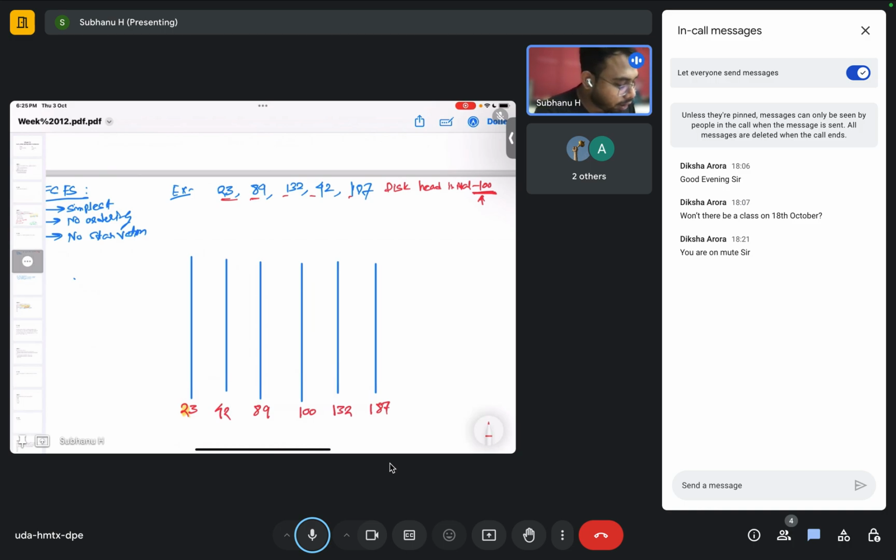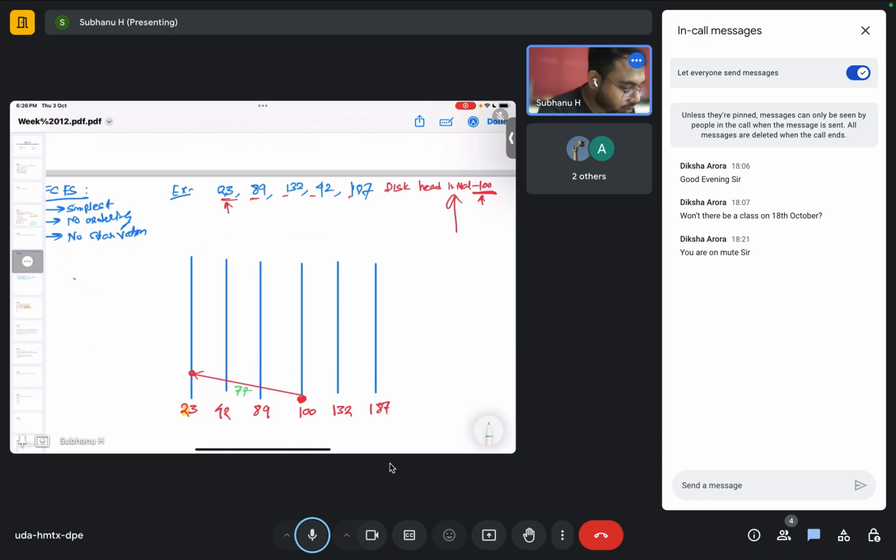How will I calculate? It is given that my head is initially at 100. So with first come first serve, which one is coming first? 23 is coming. I am at this position, so I'll be going to 23. What is the time needed from here to here? You need 100 minus 23, which is 77, right?